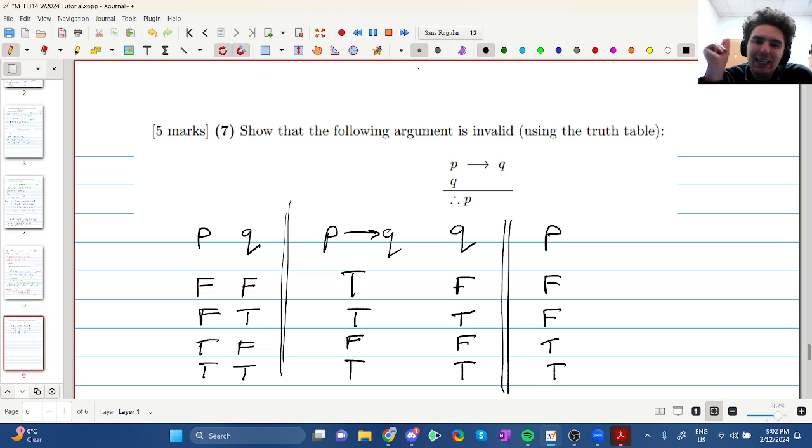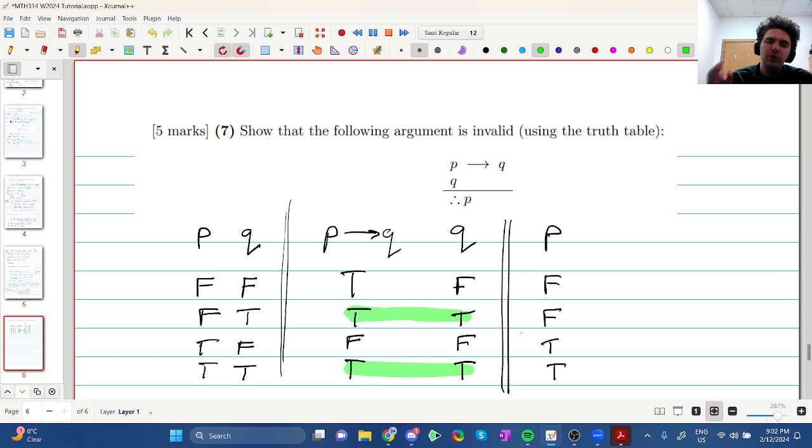And now we want to highlight rows. They're called critical rows. Critical rows are where both of the premises are true. I forgot the word, but whatever, the lines that you're making in your argument. Yes, both of the premises. There you go, I think that's the right word. Both the premises are true. So that's right here. And that's right here.